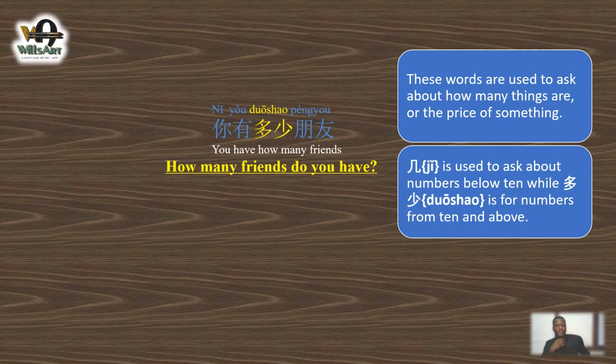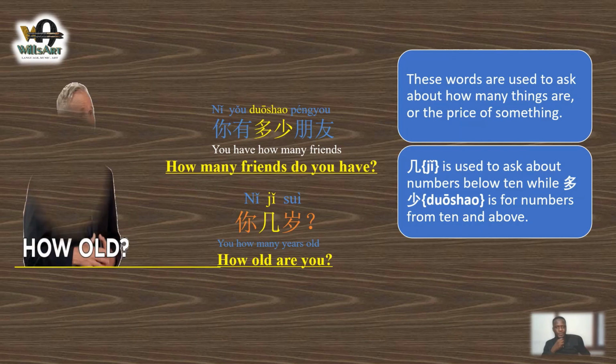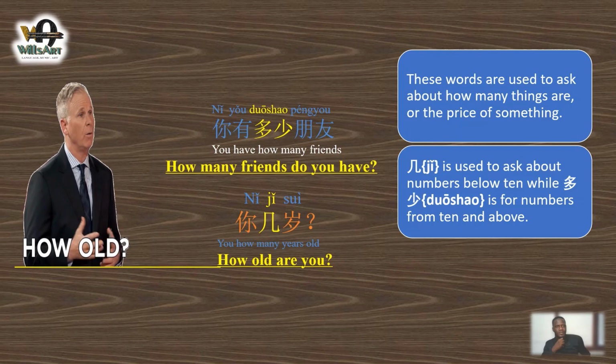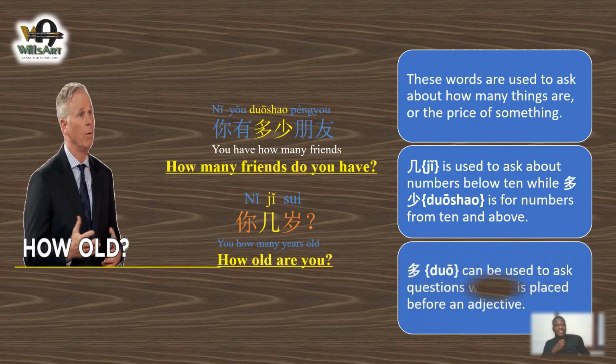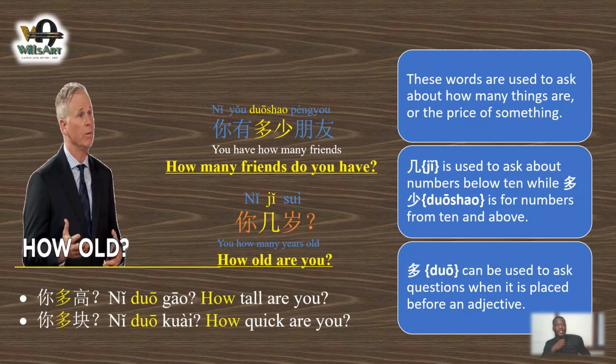你几岁? 你 means you. 几 means how many, and 岁 is a measure word for age, which means years old. 你几岁? How old are you? 多 can be used to ask questions just by simply adding it before an adjective. For example, you can say 你多高, which means how tall are you? 你多快? How quick are you?